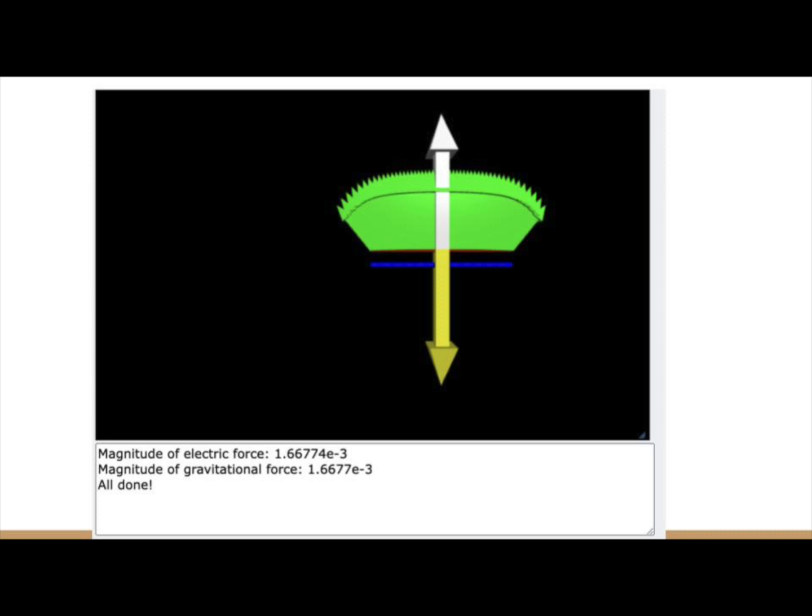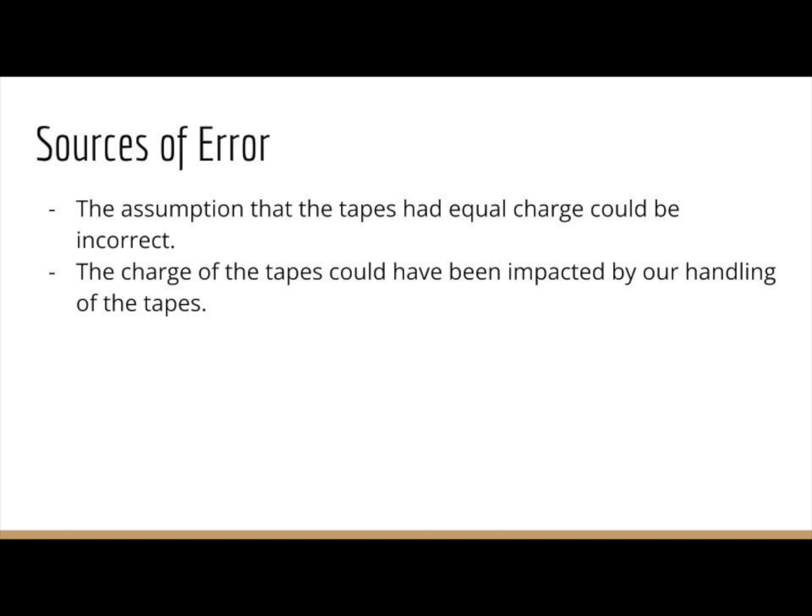Okay. So the reason we had to multiply it by that number was because we are no longer treating it as a point charge, so the charge of the tape is not going to be like a point charge. Some sources of error: the assumption that the tapes had equal charge could still be incorrect, and the charge of the tapes could have been impacted by our handling of the tapes.